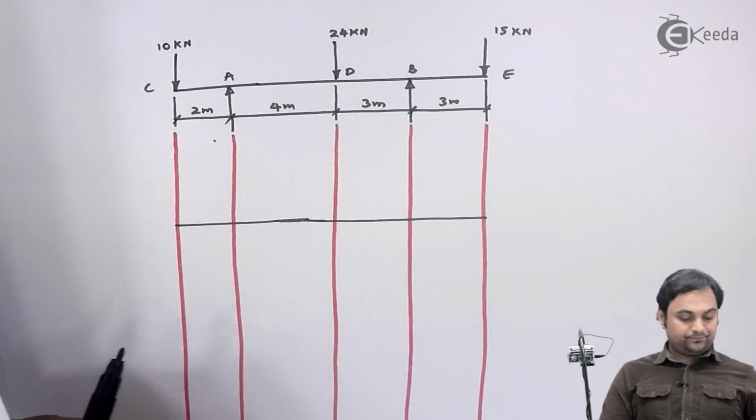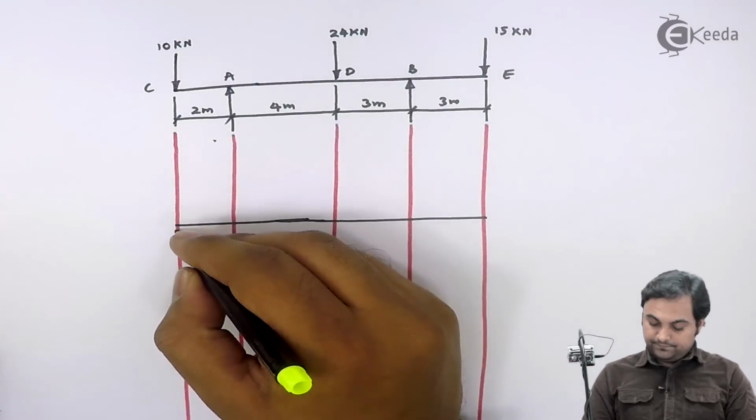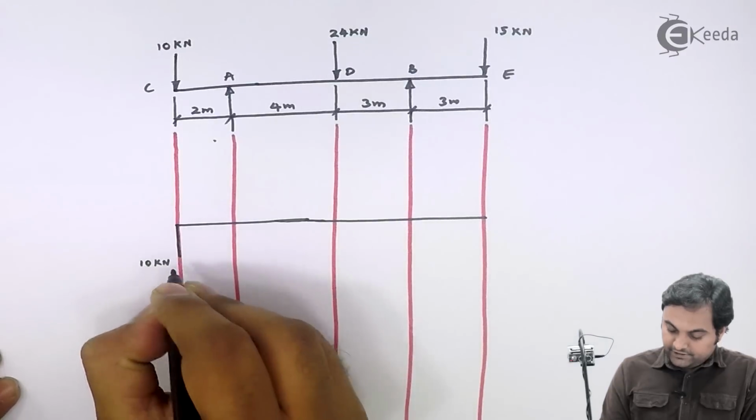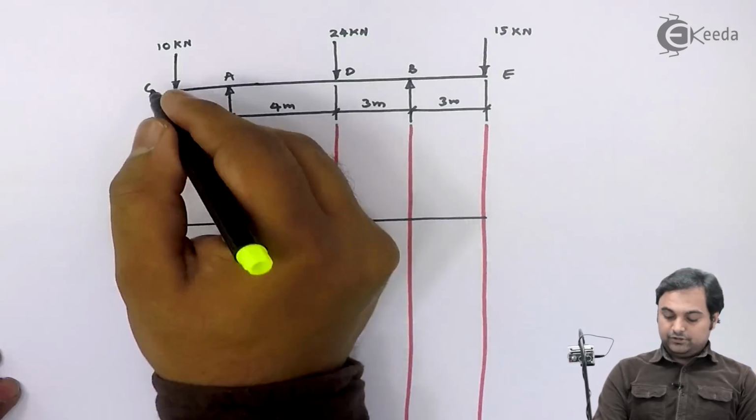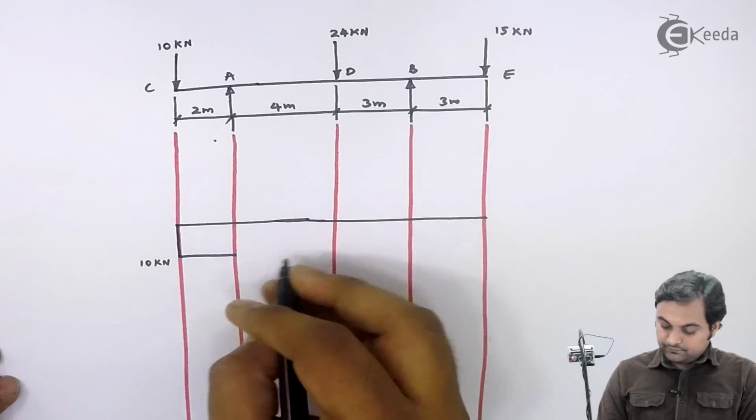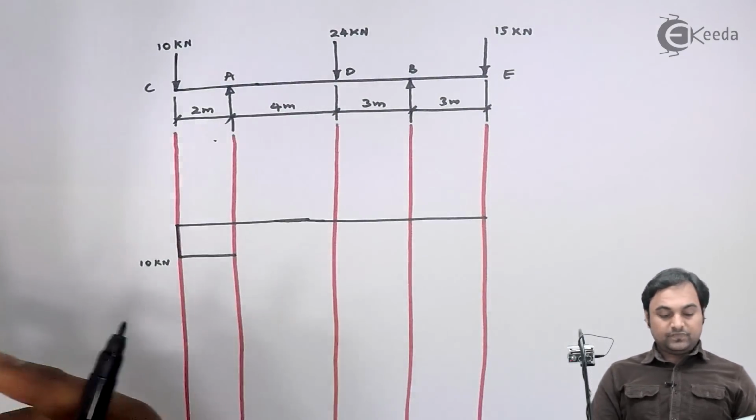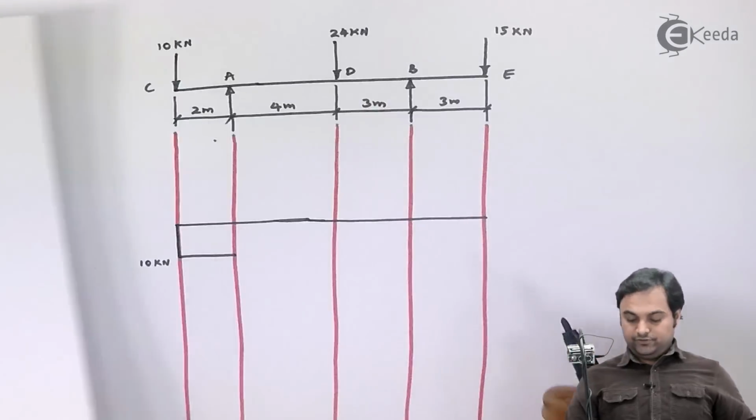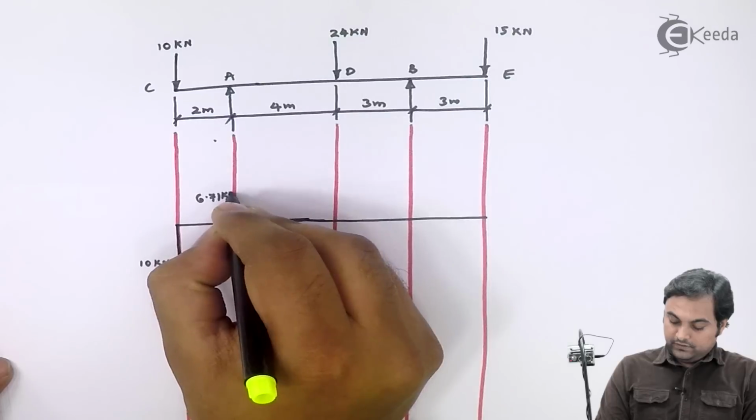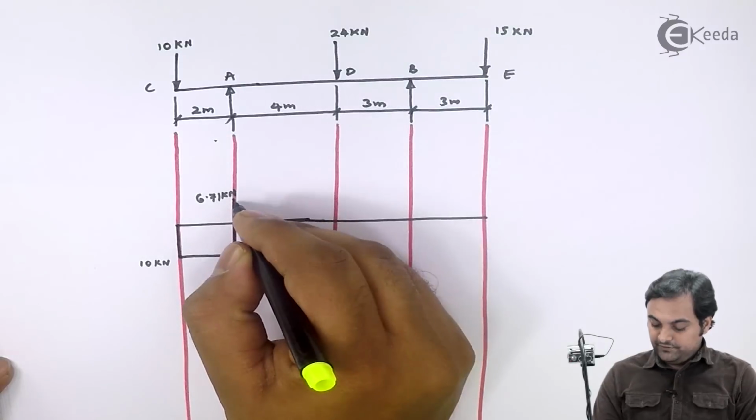SF at point C, that is minus 10, so downward, 10 kilonewton. Now this 10 kilonewton will remain constant between C to A because there is no load between them. So here 10 kilonewton is constant. Next, at point A, the value is plus 6.71 kilonewton. So from negative it will go into positive. Here I have 6.71 kilonewton. Again this will be constant between A to D since there is no load between A to D.